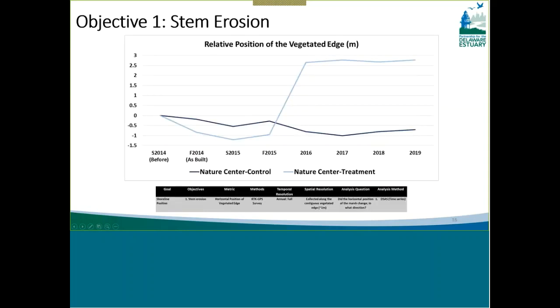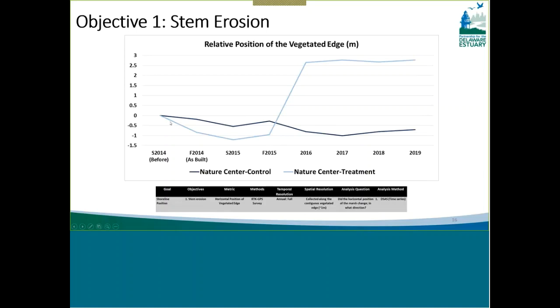So what did we see over time? Okay, so on the x-axis we have time, spring and fall 2014, spring and fall 2015, 2016, 17, 18, 19. Right here, the 0 position on the y-axis is the position when we start. So negative includes landward movement, positive is waterward movement. Our control site is in the dark blue, and our nature center treatment area, our living shoreline, is in the blue. So we installed in spring 2014, but it wasn't really more than a year afterwards.